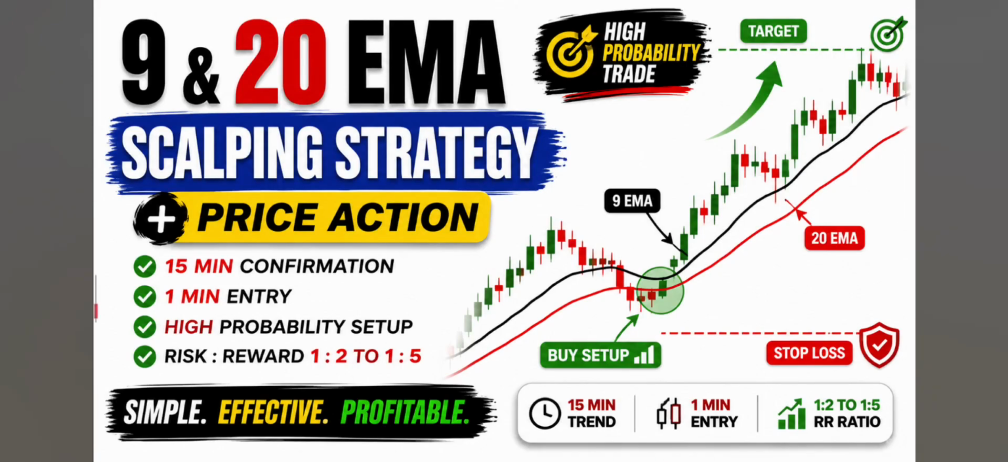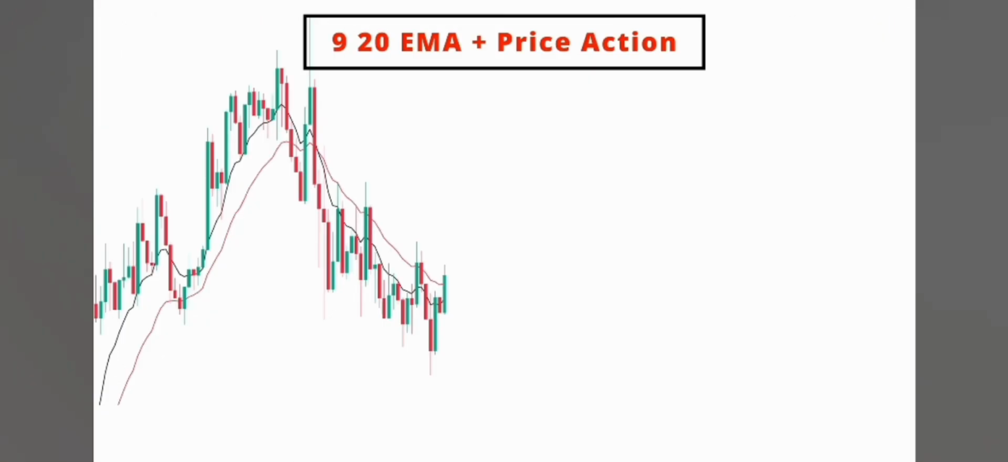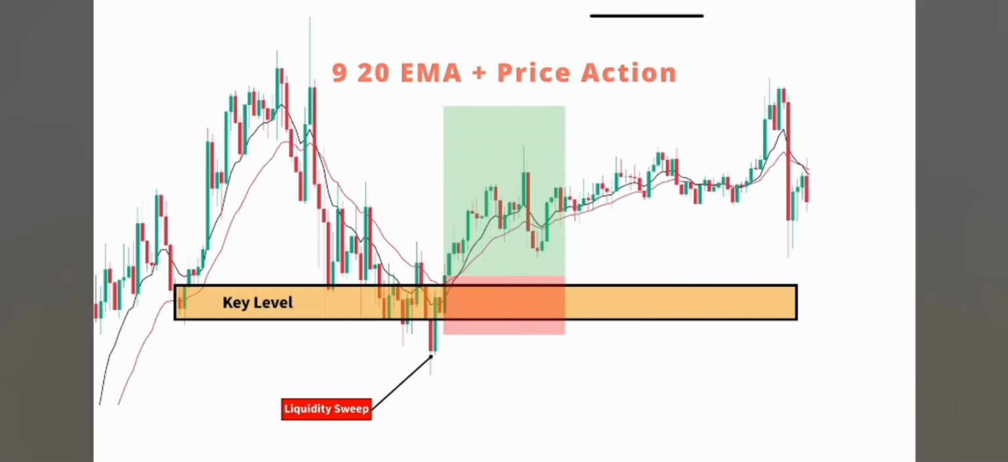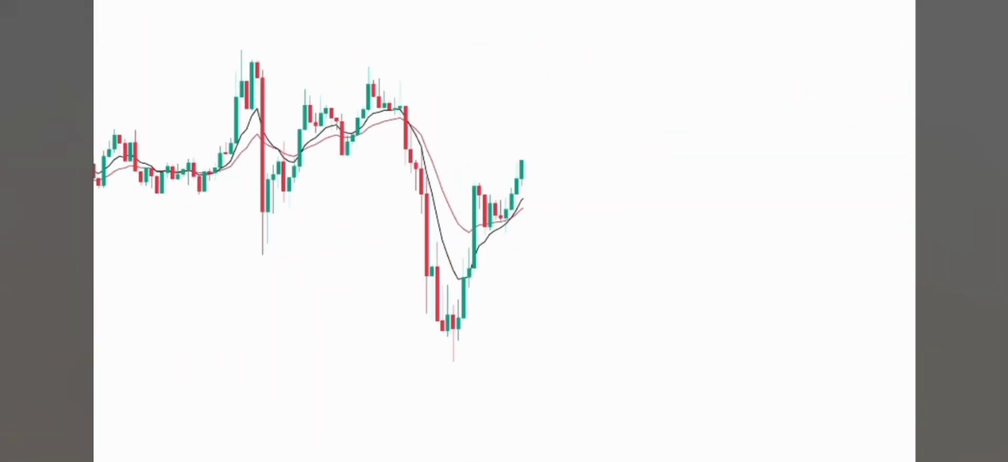In today's video, I'll show you how to use the 9 EMA and 20 EMA with price action to find high probability scalping trades. First, let's clear up one common mistake. If you're taking trades based only on an EMA crossover, you've probably experienced fake signals before. The EMAs cross, you enter the trade, and then the market immediately reverses.